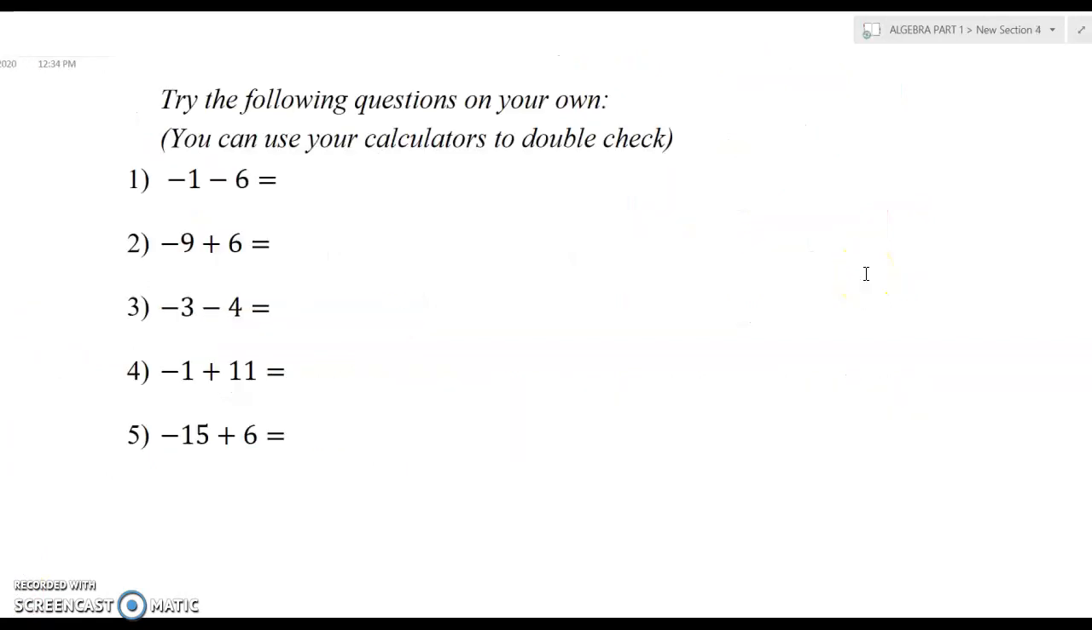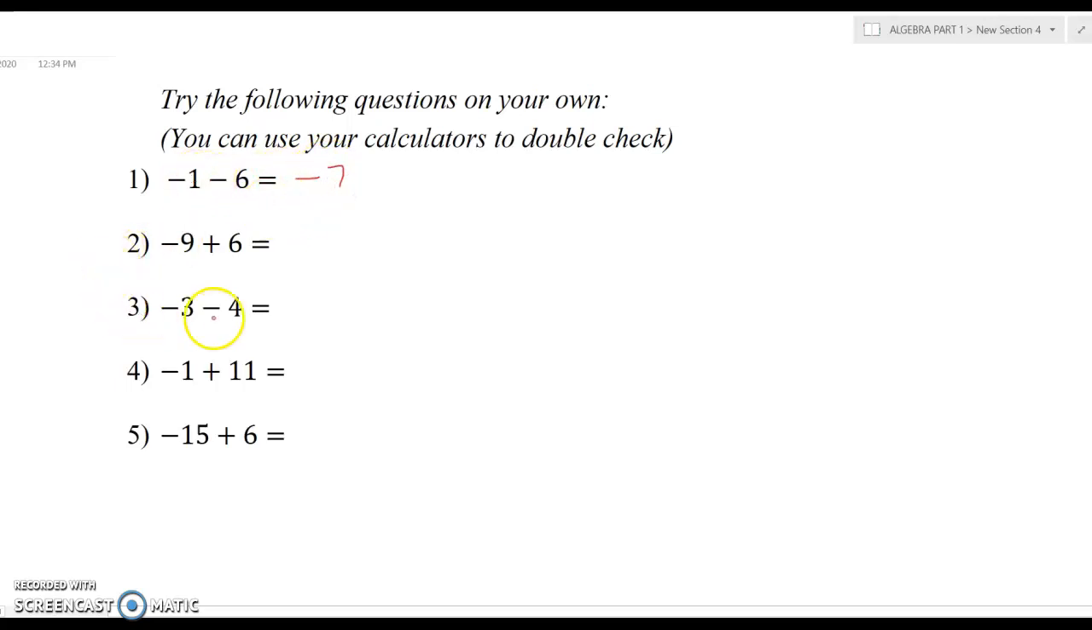Now let's look at some of these questions here, right? You could pause it and try it before you do anything. Double check with your calculators as well. And you could use the number line. You don't have to use the number line. And let's look at it, right? So number 1, we have negative 1 take away 6. There's no positive sign in sight. So put a negative sign. And then 1 and 6 to give you 7.